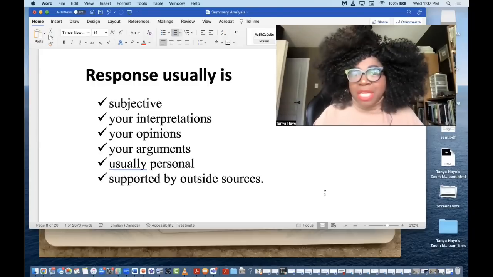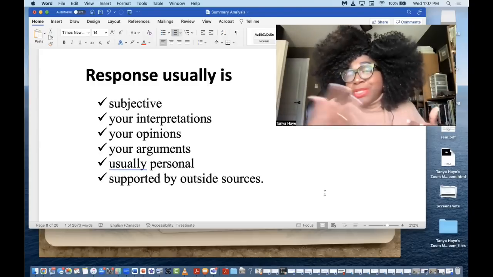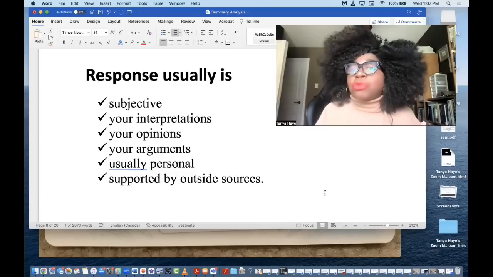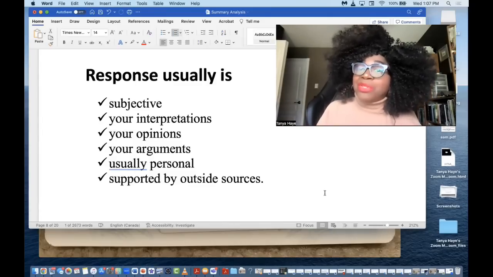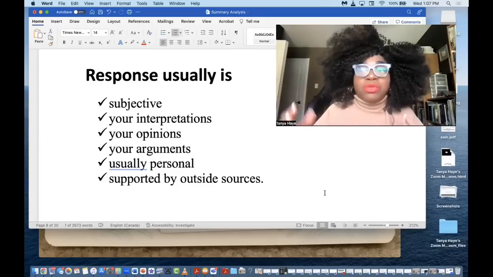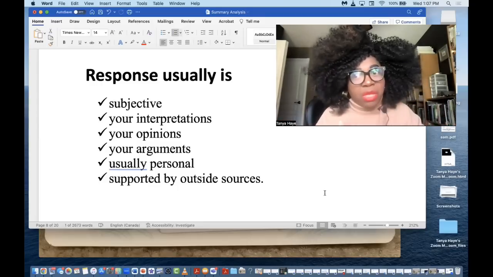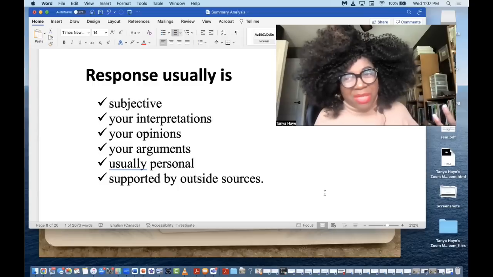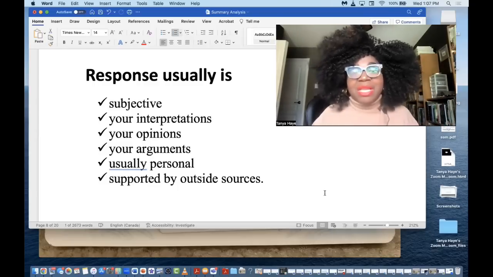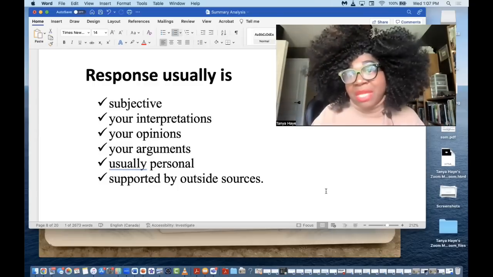So the response section is usually subjective because it's your opinions, right? It's your interpretations, it's your opinions, your arguments, and it's personal. So you are allowed to use personal pronouns, I and we, which you would not be doing generally in academia. And of course, it has to be supported by outside sources.